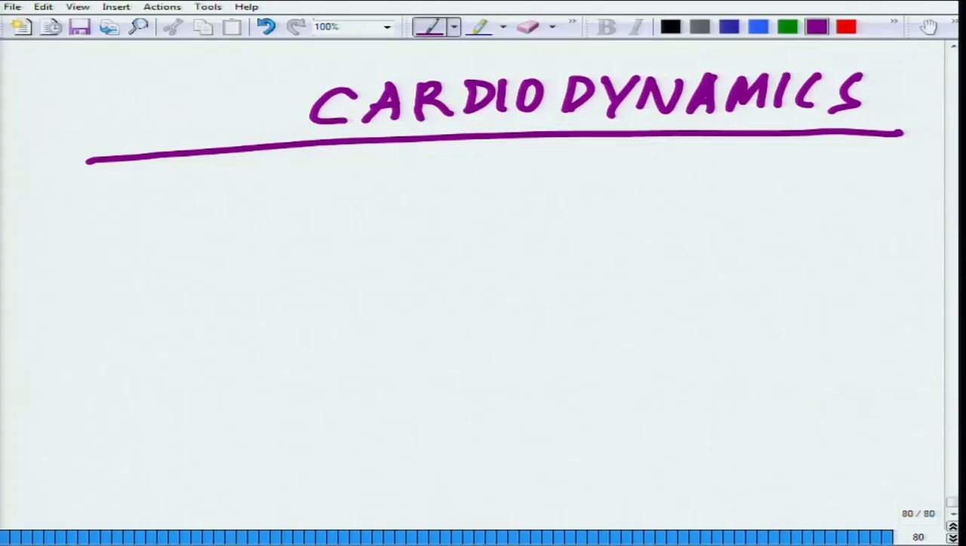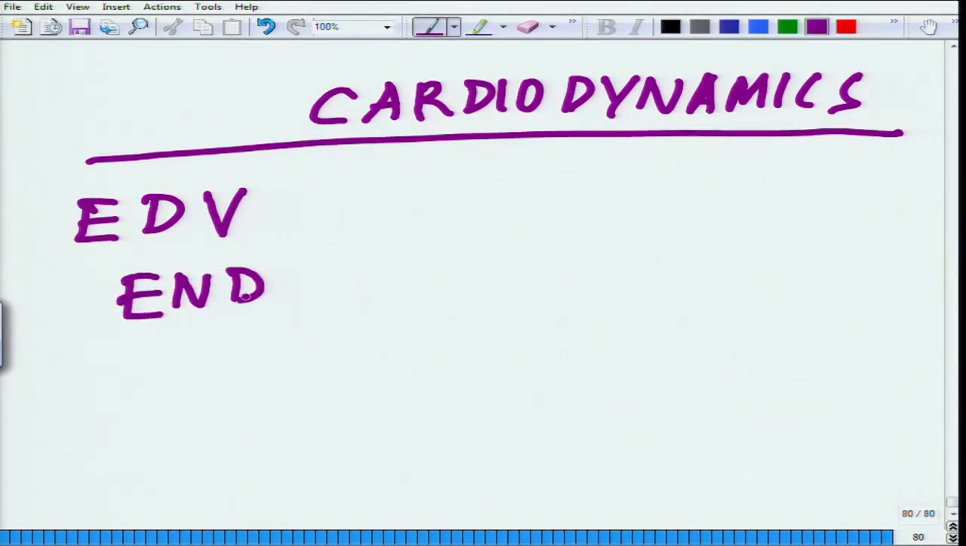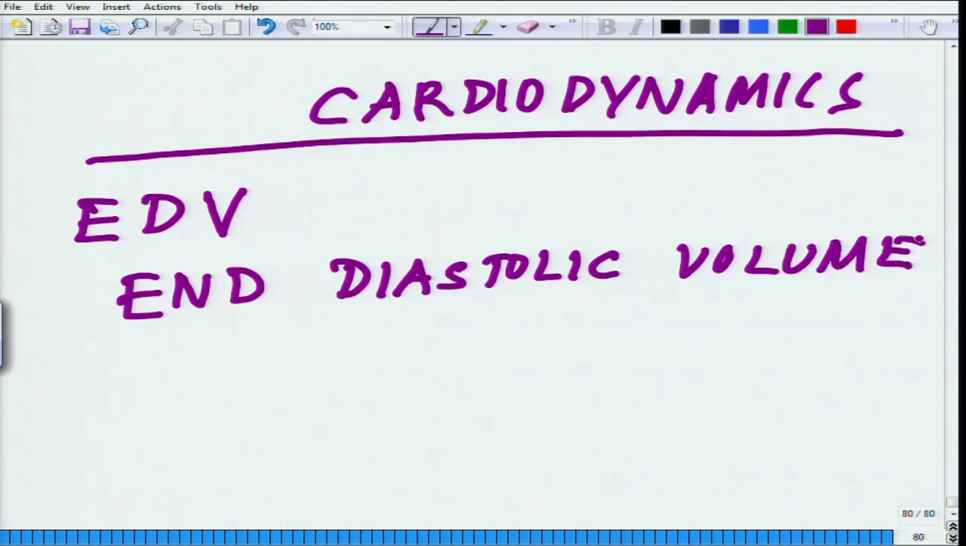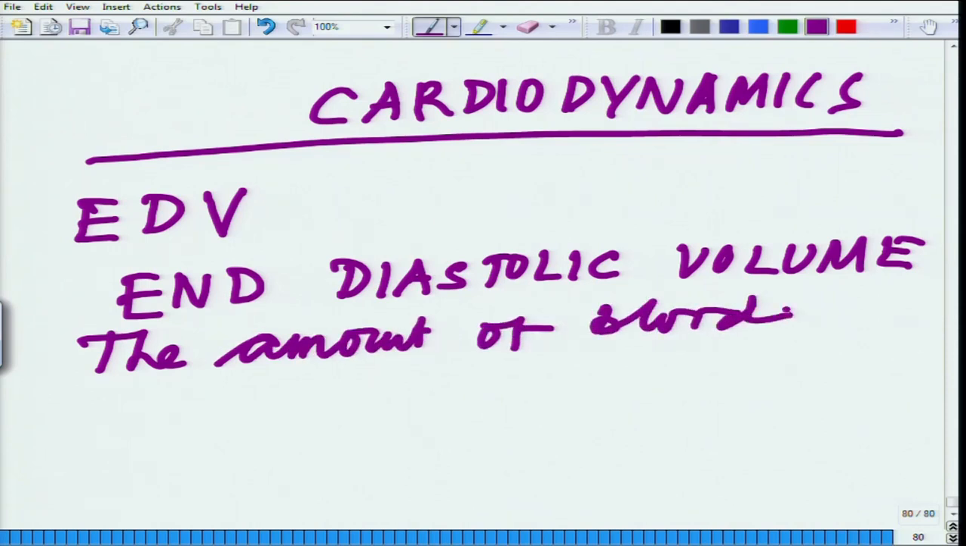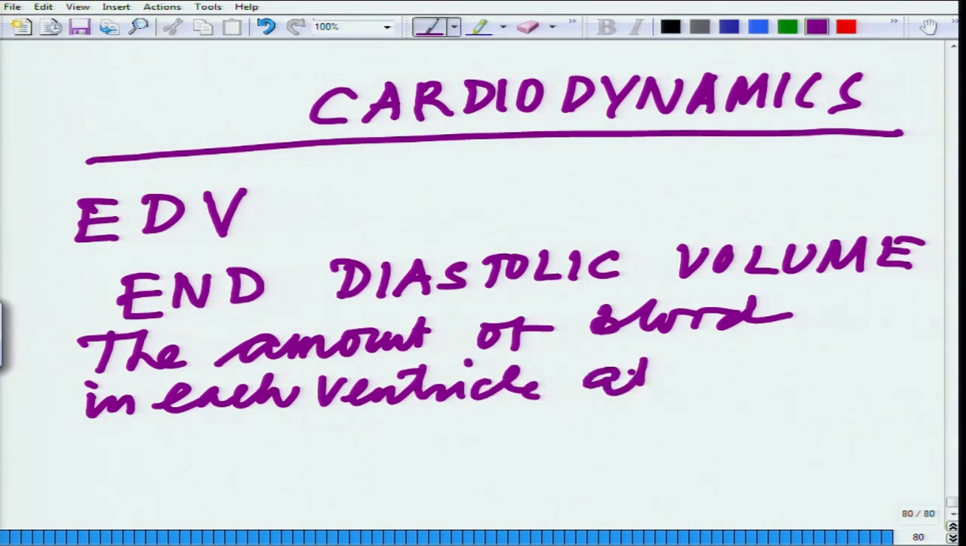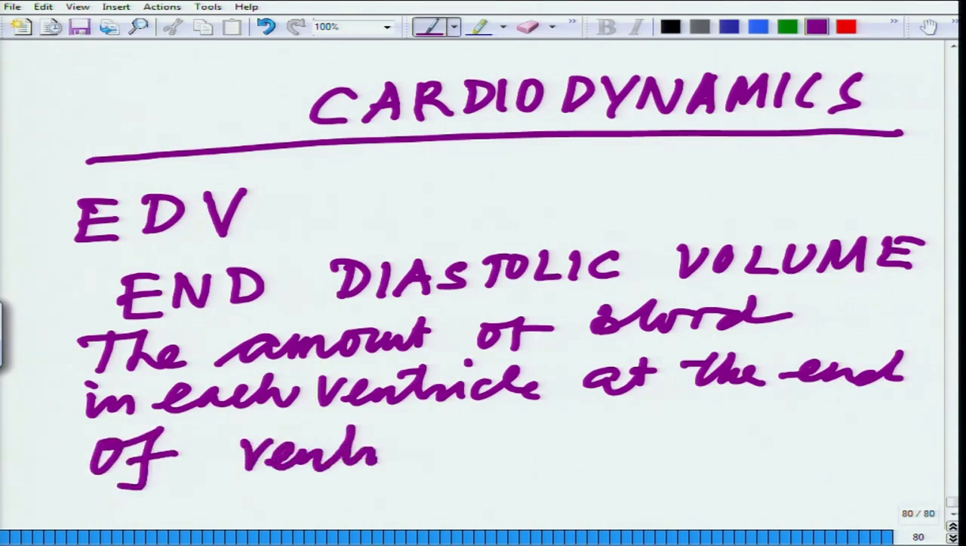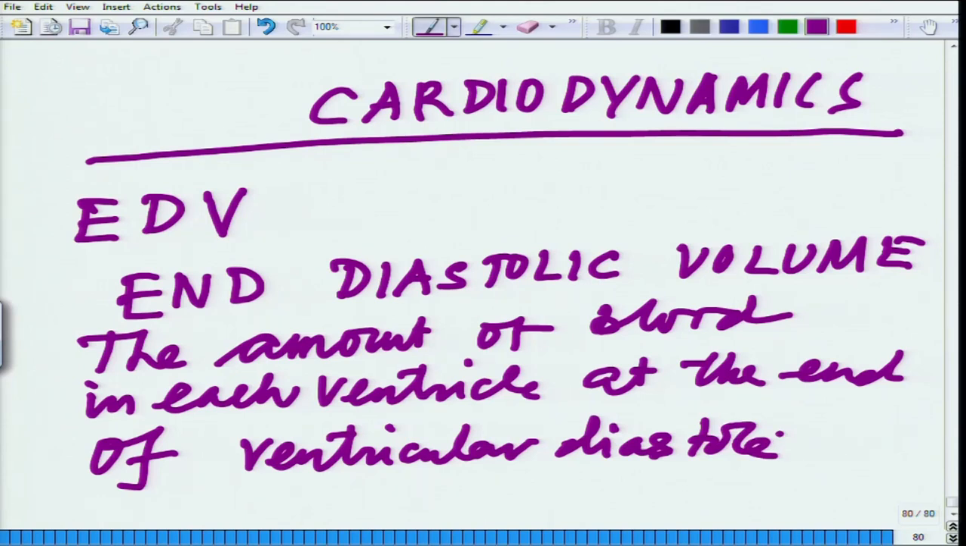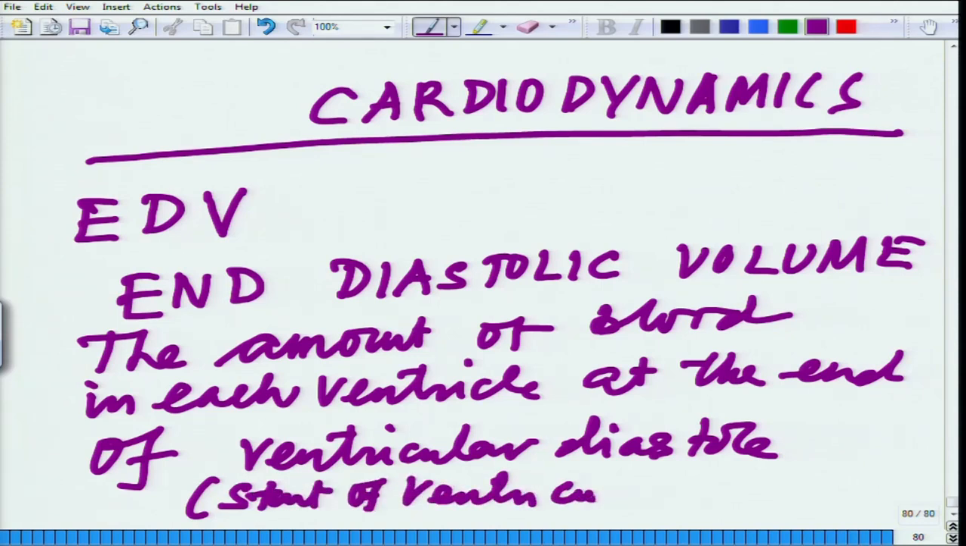The first terminology I will give you is end diastolic volume. Let me write it down: end diastolic volume. What does end diastolic volume mean? It is the amount of blood in each ventricle at the end of ventricular diastole, or basically the start of ventricular systole.